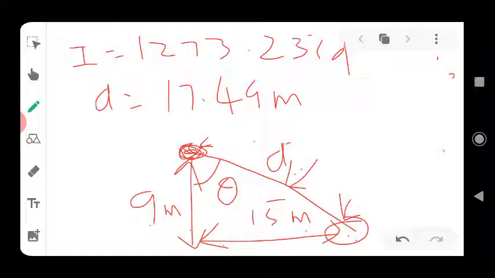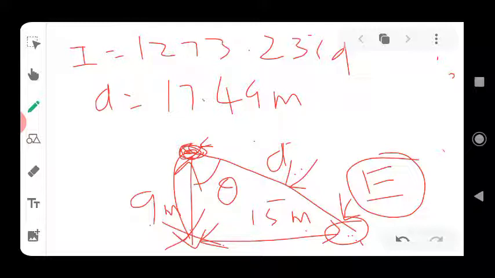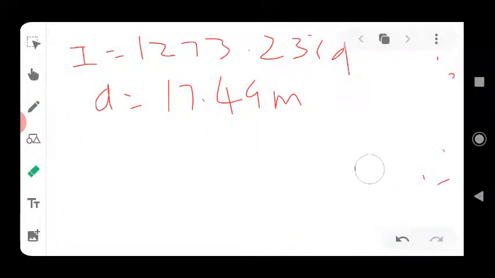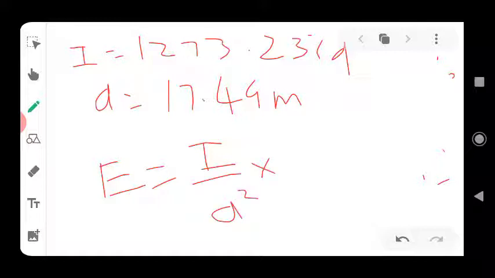Next we have to apply the inverse square law, and Lambert's cosine law. The inverse square law we can apply only when the light is falling directly on the normal and is not moved to a particular distance. Now it is moved to a particular distance and we need to find the illuminance here, right here. So we substitute into this equation: E is equal to I by D square into cos theta.